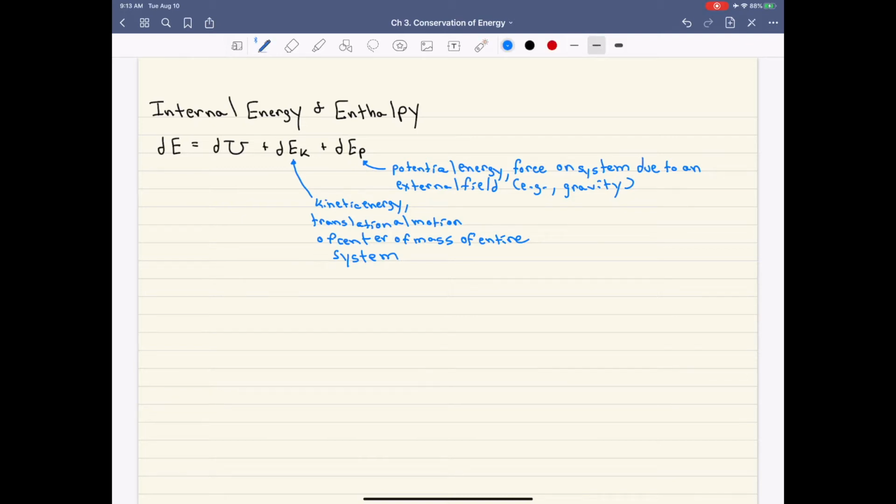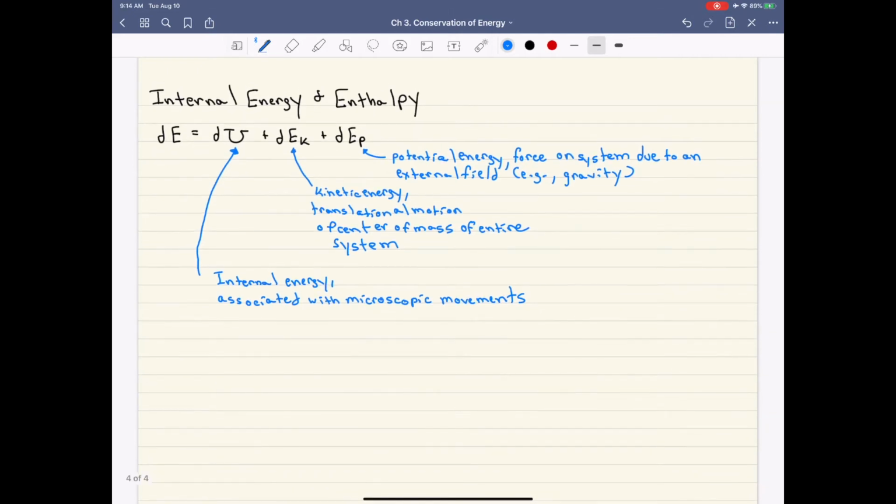In this thermodynamics class, we're going to spend more time talking about this dU term. As you remember from MEB1, this is the internal energy. This internal energy is not associated with the entire system and its boundaries. It's more concerned with the microscopic movements of the molecules in our system. That's what internal energy refers to.